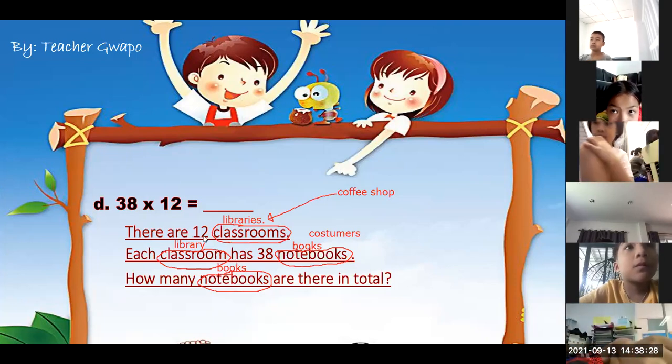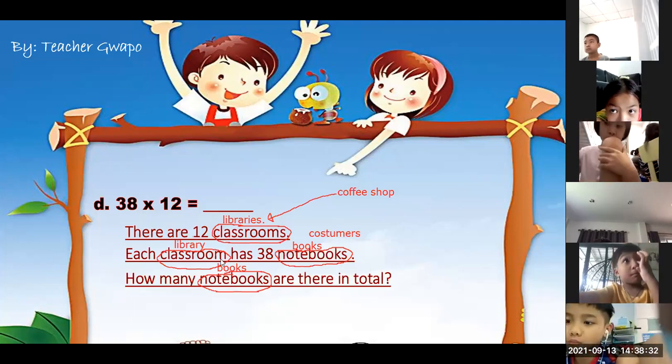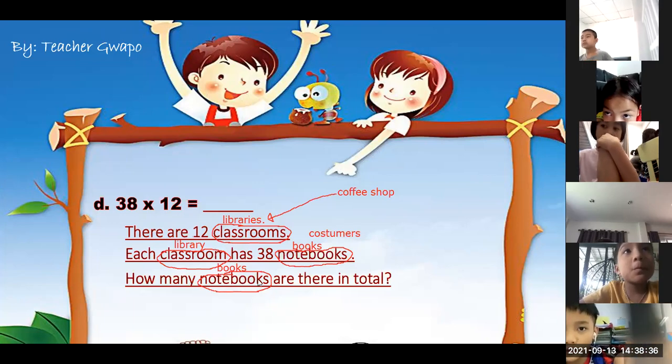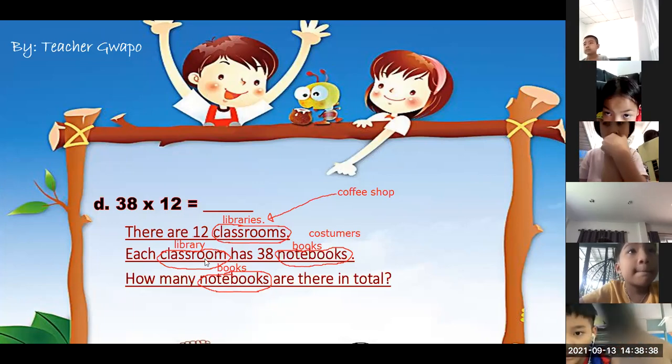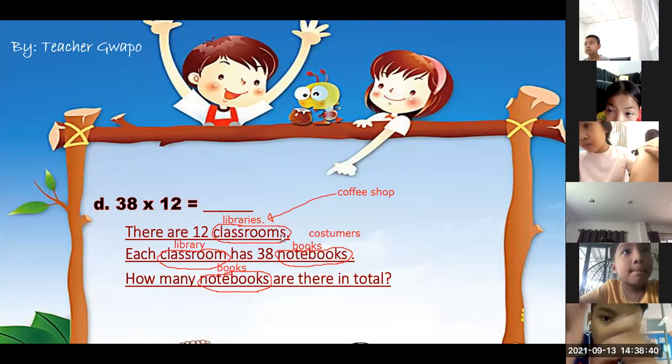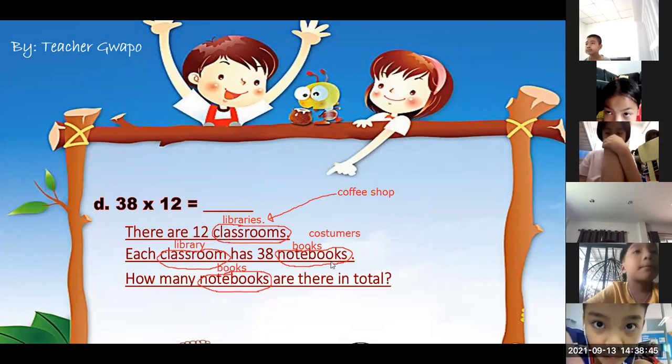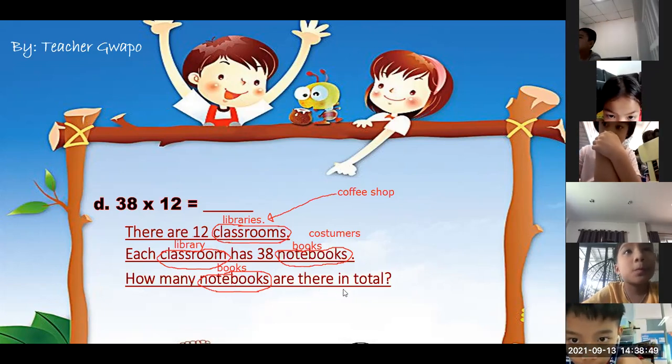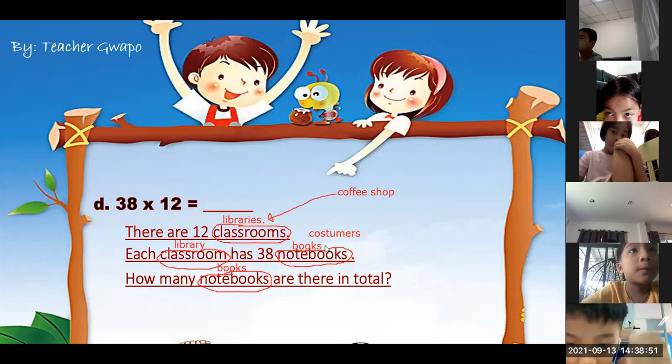There are 12 buses. Each bus has 38 passengers. How many passengers are there in total? Very good. There are 12 buses and each bus has 38 passengers. And then the question: how many passengers are there in total? Wow, amazing. Thank you. Very good.